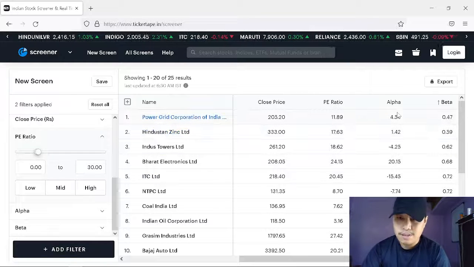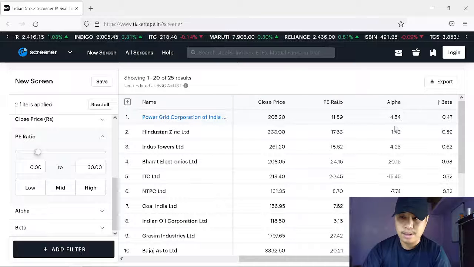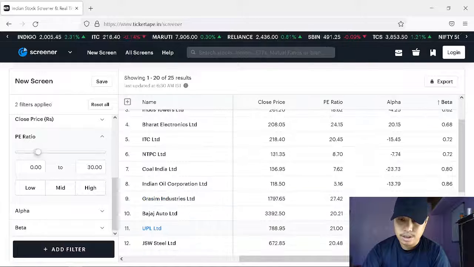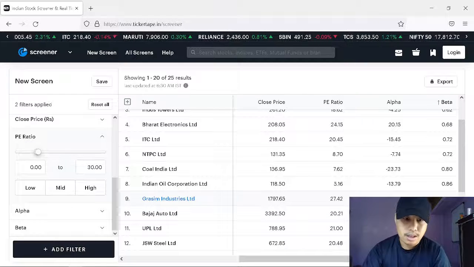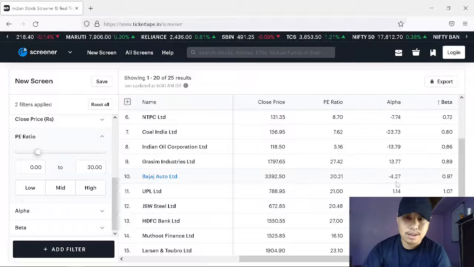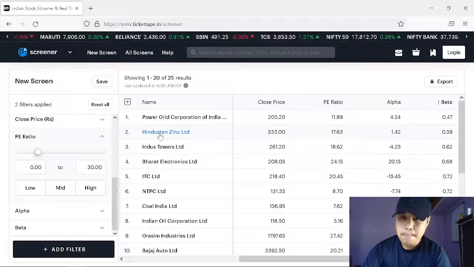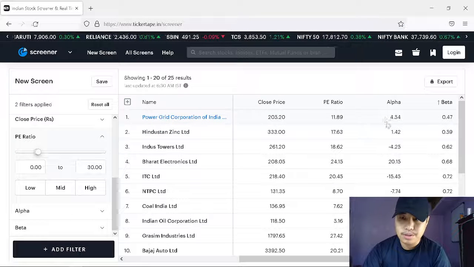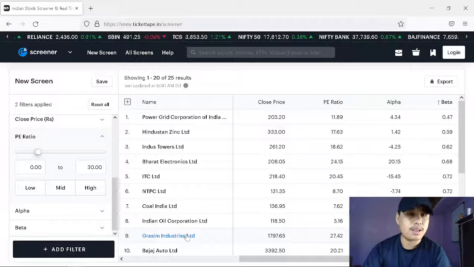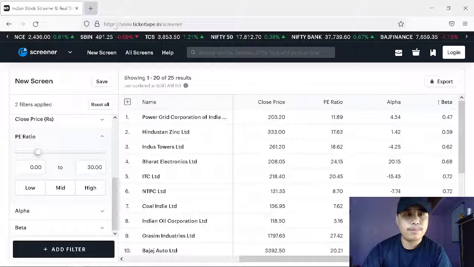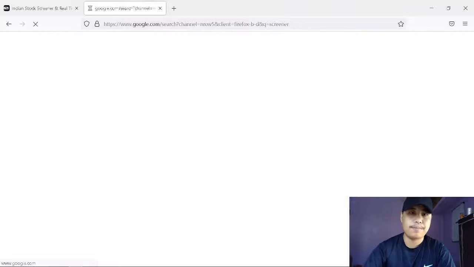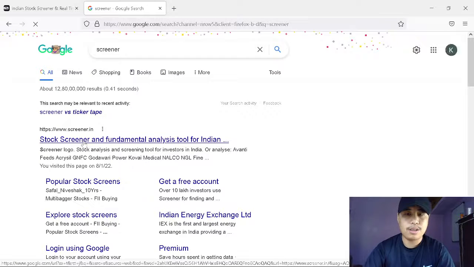So let's go for alpha that is around 10%, more than 10. Which means we got one here, Bharat Electronics, and the other one is Grasim, and this is above 40. Power Grid is not very good, alpha is not good. We got Bharat Electronics and Grasim with a PE ratio of below 30. So what we can do is go to Screener, this website, and analyze this stock.